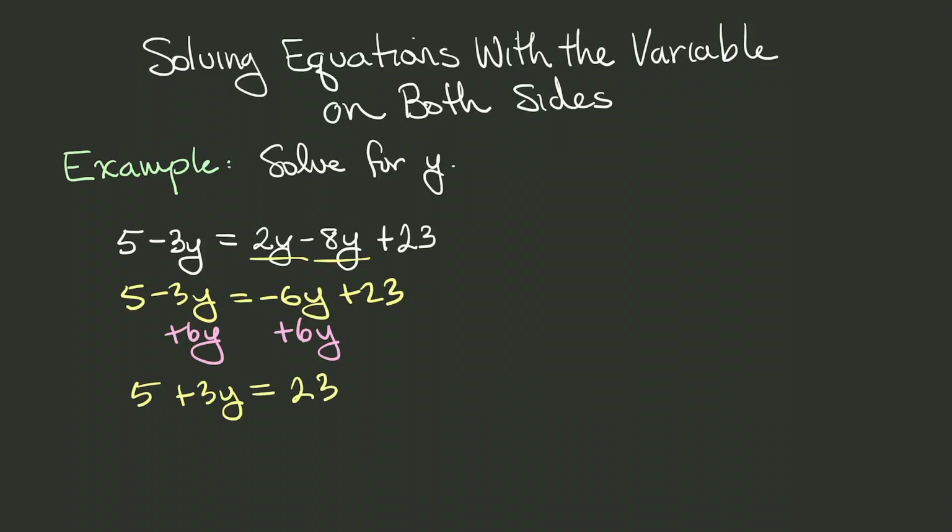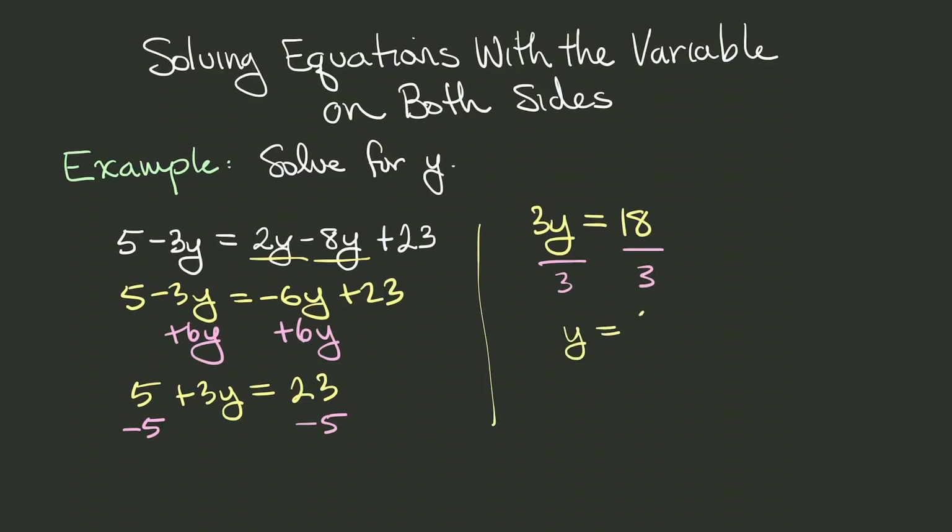Now this has become a two-step equation. What we need to do is subtract 5 from both sides to get the y term by itself on the left-hand side. This is going to leave us with 3y on the left, and that's going to equal 23 minus 5, which is 18, on the right. Finally, we'll get y by itself by dividing both sides by 3, and we'll have y is equal to 6.